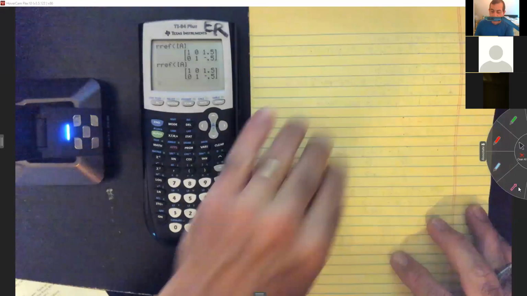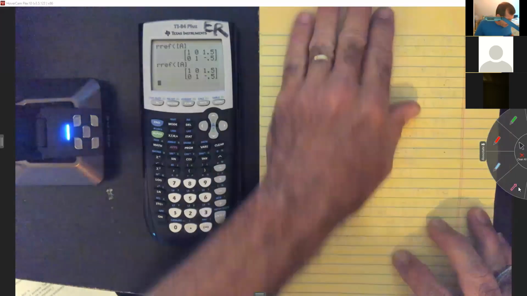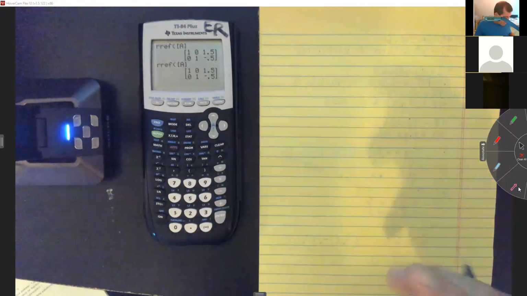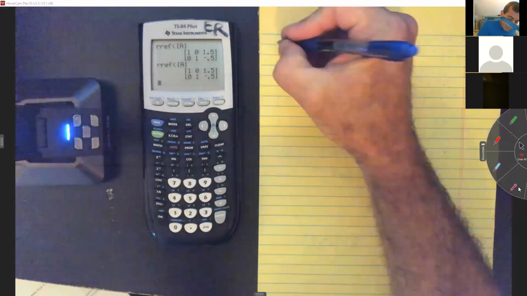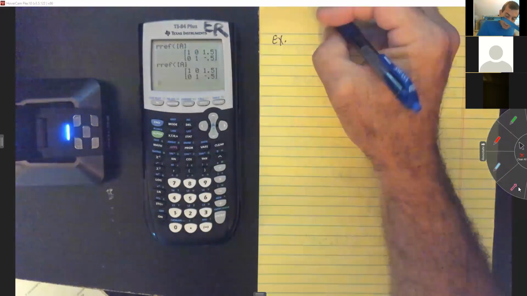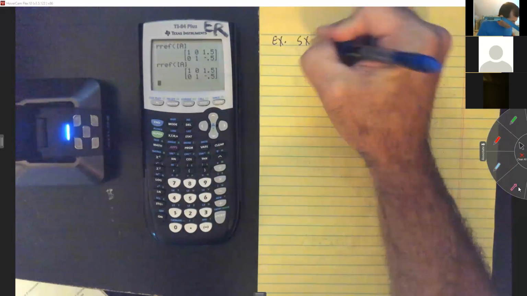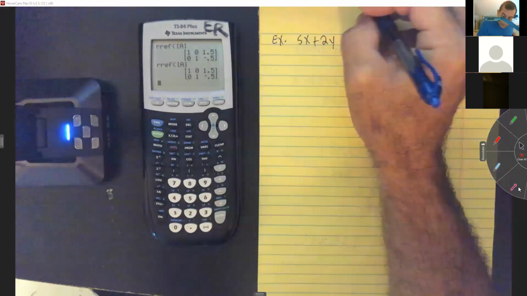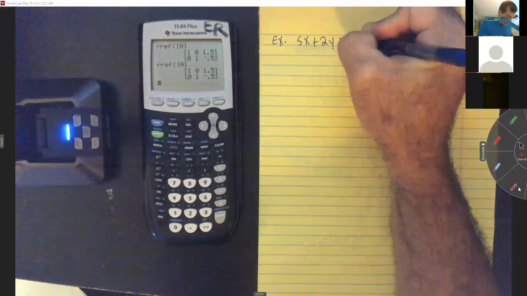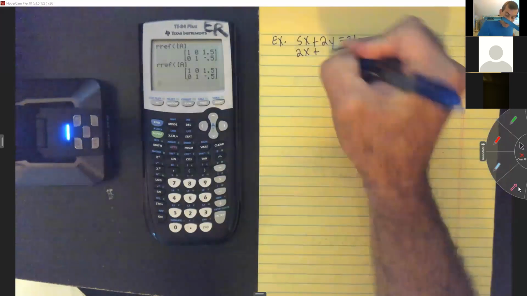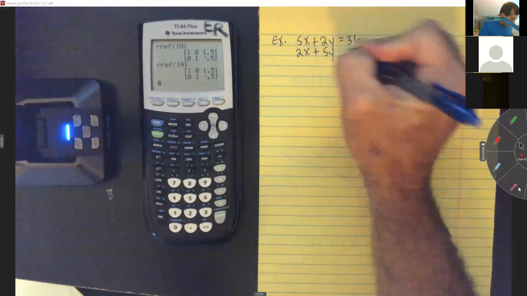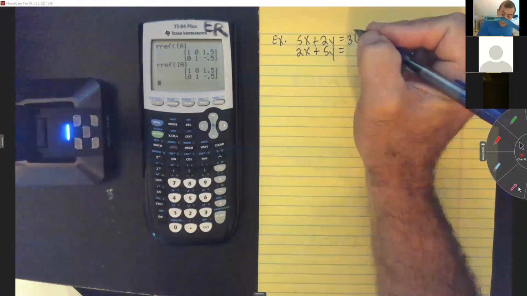So let me test y'all on the calculator on one. Let me give you one to do on the calculator. See what y'all do, and then I'll knock it out for you. So we'll do this one on the calculator. 5x plus 2y equals 36. And then 2x plus 5y is going to equal 48.